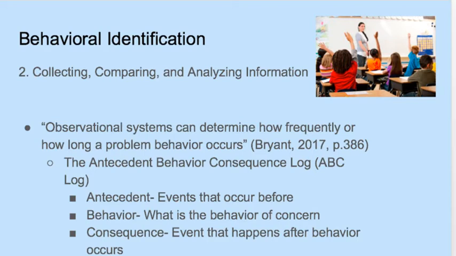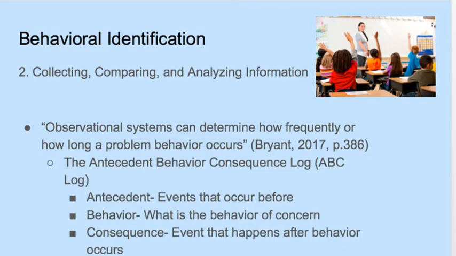Bryant and Smith explain that observational systems can determine how frequently or how long a problem behavior occurs. One example of how to effectively do this in the classroom is called the antecedent behavioral consequence log. For short, we refer to it as the ABC log. The antecedent is the event that occurs right before the problem behavior. The behavior, B stands for the behavior itself.